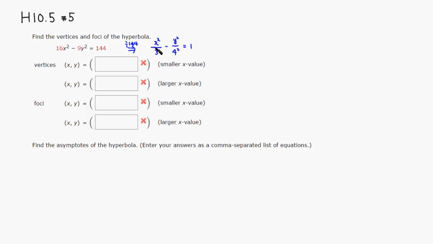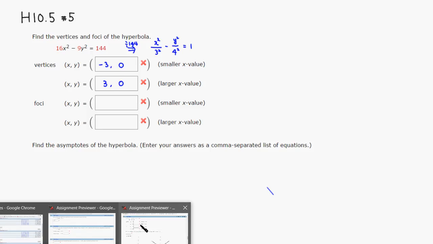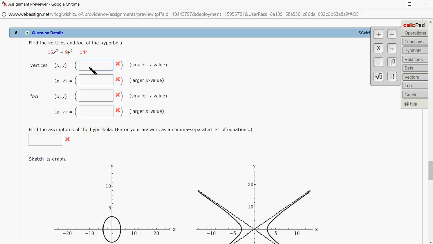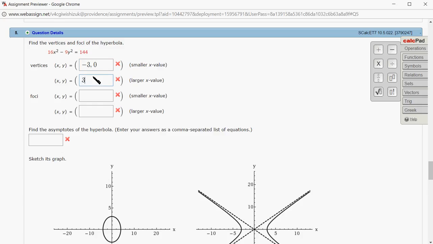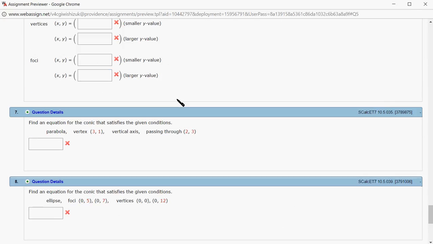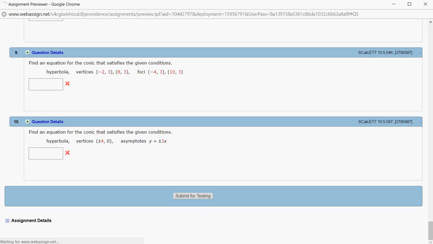Then if you want to find the vertices, we're basically looking for the x-intercepts. If you look under x, you have 3 here, so the smaller x would be -3, and it's on the x-axis, so the y value is 0. The larger x value will be 3, 0. Let's type it in first so that I don't forget. So you have -3, 0, and +3, 0. Let's go ahead and submit for testing.